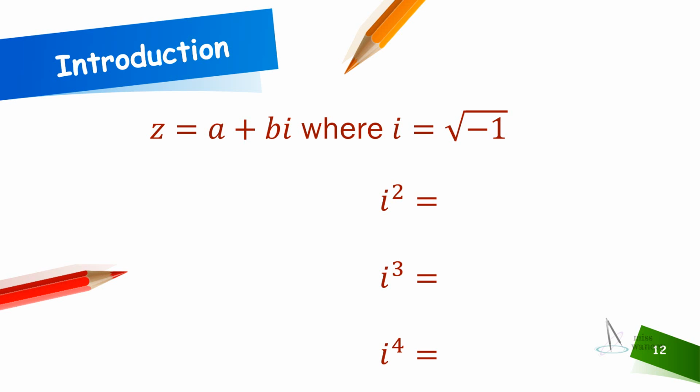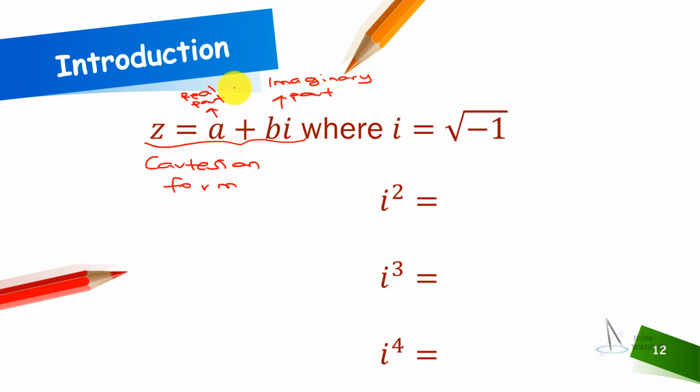So complex number can be written in the Cartesian form, z equal to a plus bi. So this is actually known as the Cartesian form. Okay, so what is a? A is actually the real part. And what is bi? So bi is actually the imaginary part. So a complex number consists of two parts, one real part and one imaginary part.